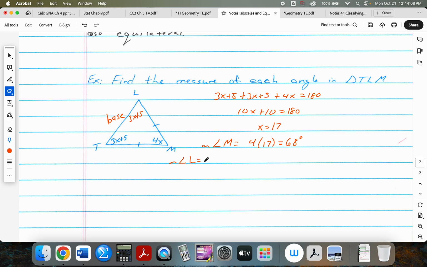The measure of angle L will be equal to the measure of angle T. So it'll be 3 times 17 plus 5. We only need the measure of L. So that's 51 plus 5 is 56. We could have also subtracted the 68 from 180 and split the result in half. All right, as we said earlier, your assignment is in the book.